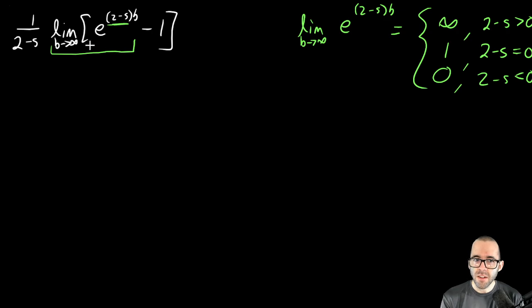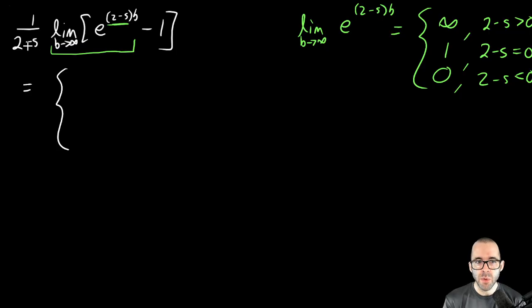So this limit, this Laplace transform, which depends on s, is really going to depend. So this whole thing, green is either going to infinity, 1, or 0. So what do we have? Well, if green is going to infinity, then this whole thing is going to infinity.